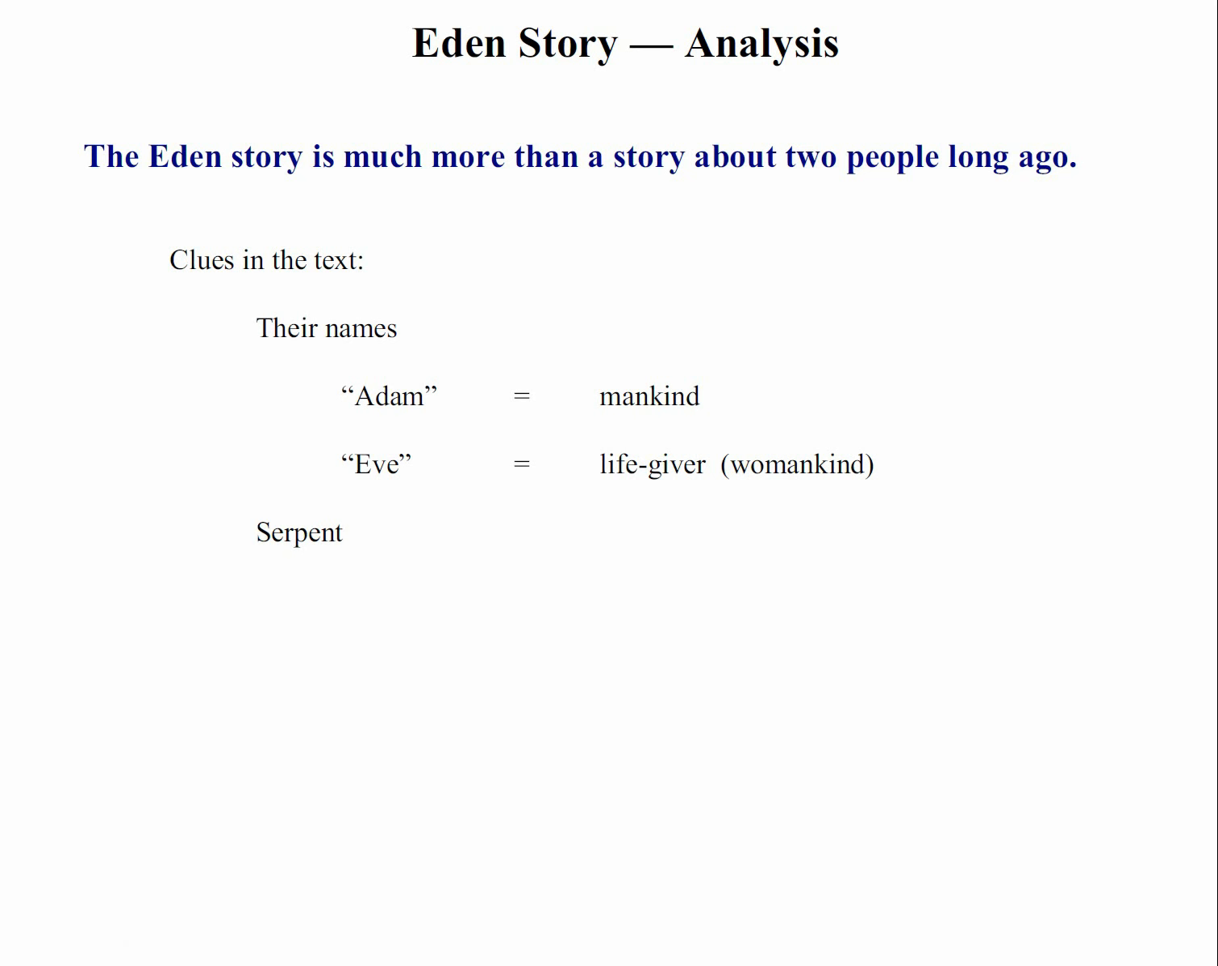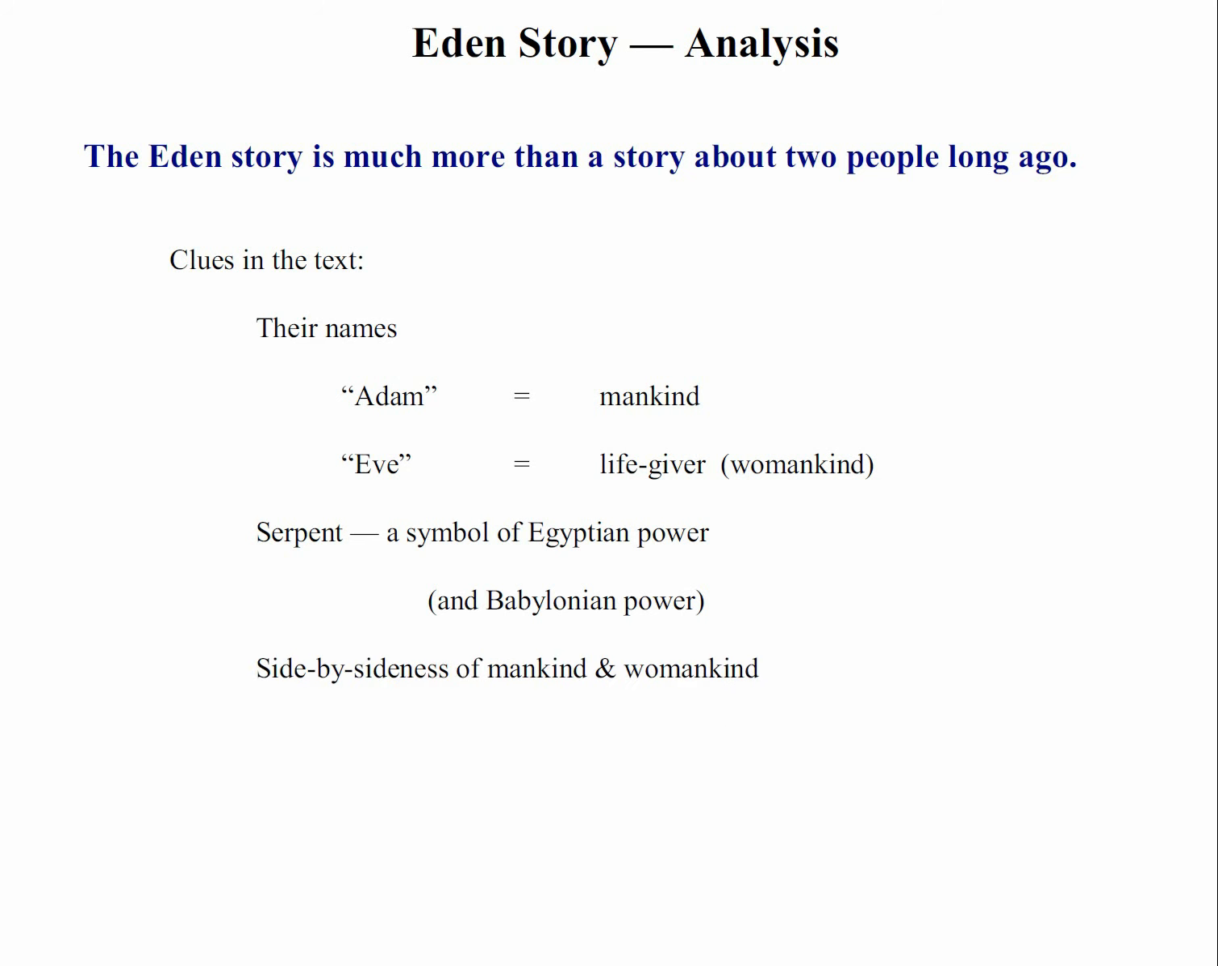Consider the serpent. We know from later in the Old Testament that the serpent is often used as a symbol of Egyptian power, of the Egyptian Empire, and then in later history of Babylonian power and the Babylonian Empire. So we've got mankind, womankind, and the Egyptian Empire in a story. It seems pretty clear that this is about a lot more than just two people long ago.